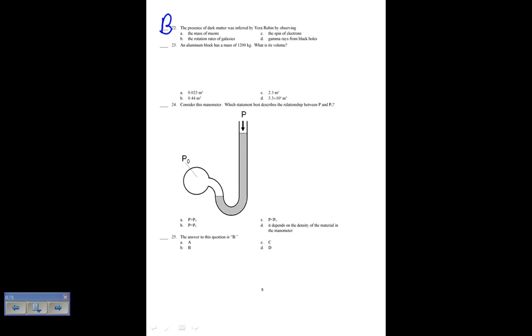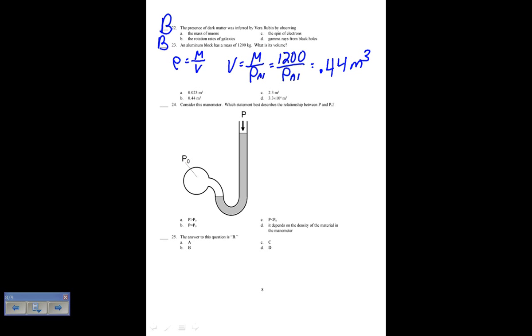Aluminum block has a mass of 1,200 kilograms. What is its volume? Well, we know that density is equal to mass over volume, and so we solve for volume, which is the mass over the density of aluminum. The mass is 1,200 over the density of aluminum, which I don't have. I'm not going to try to venture to guess, but it gives us an answer of 0.44. That density is on your equation sheet, which is on Blackboard.